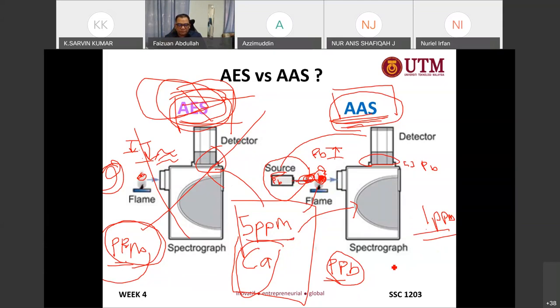Remember the first chapter that I taught you? I need to dilute. Remember that term? Dilution? M1 V1 equals M2 V2. Remember that? Meaning that I have to dilute. I have 5 ppm of calcium in a solution, and I don't have AES that can detect at large concentration. I only have AAS. But the problem is the detection limit: the lowest concentration that can be detected by AAS for calcium is 1 ppm, meaning that my 5 ppm calcium solution, I need to dilute.